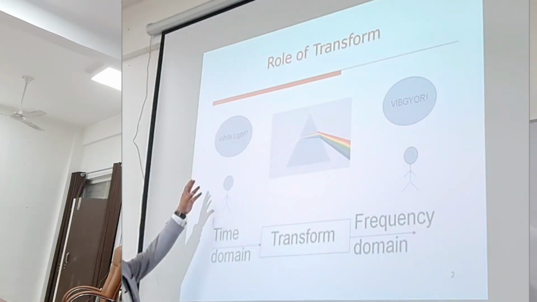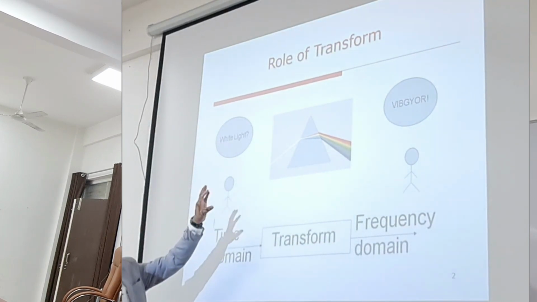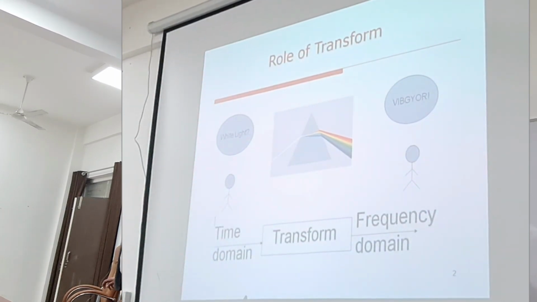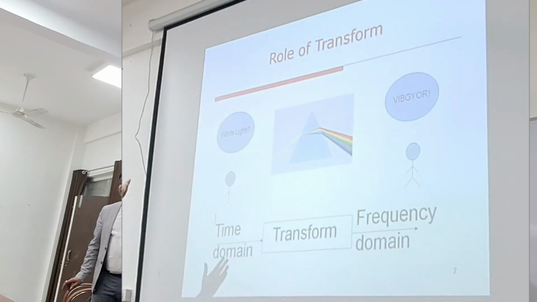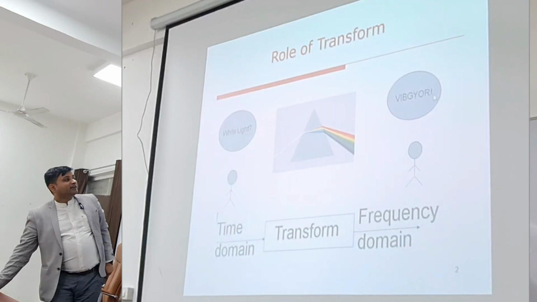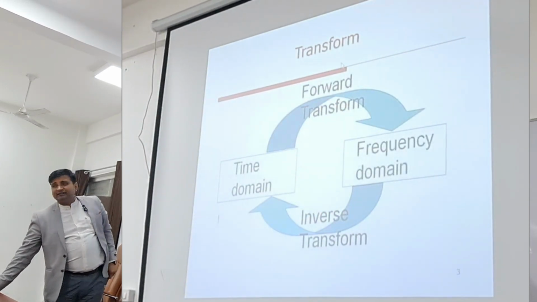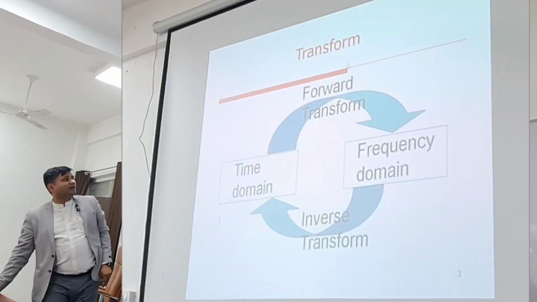Here you observe white light by the naked eye. Then after the transformation by using a prism, it is differentiated into the 7 colors. There are 7 colors. This is the basic need of the transformation.